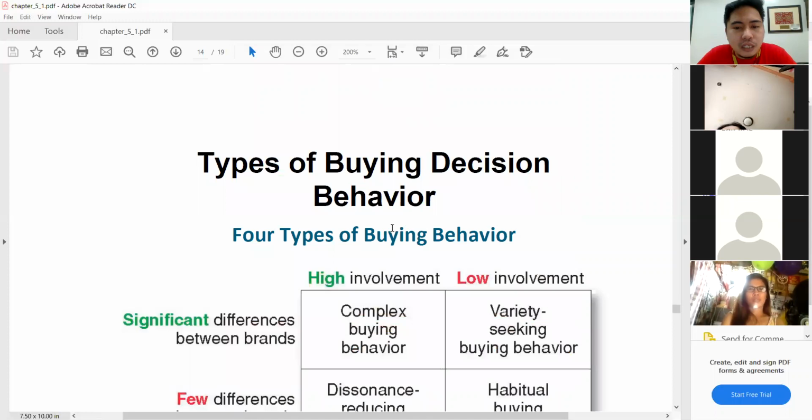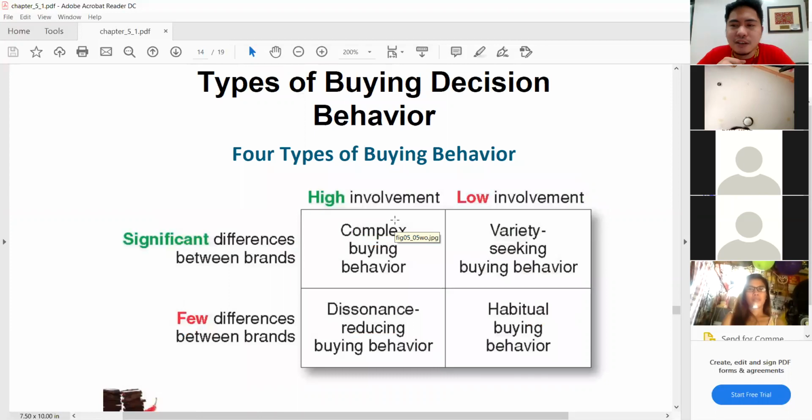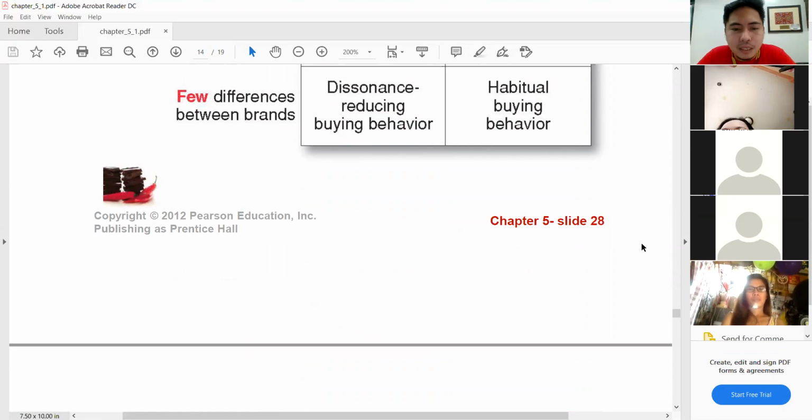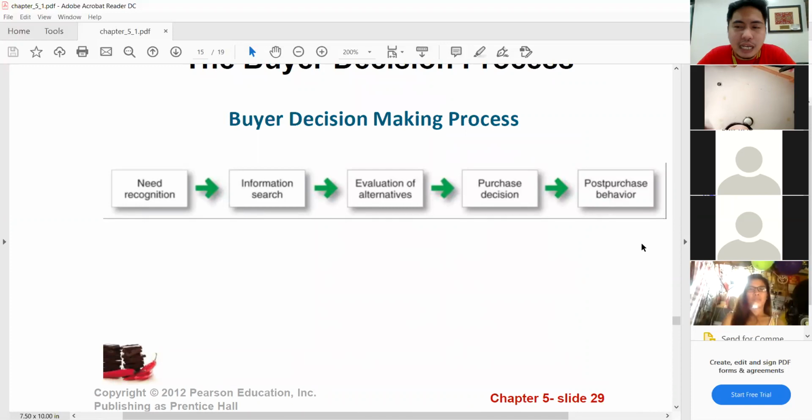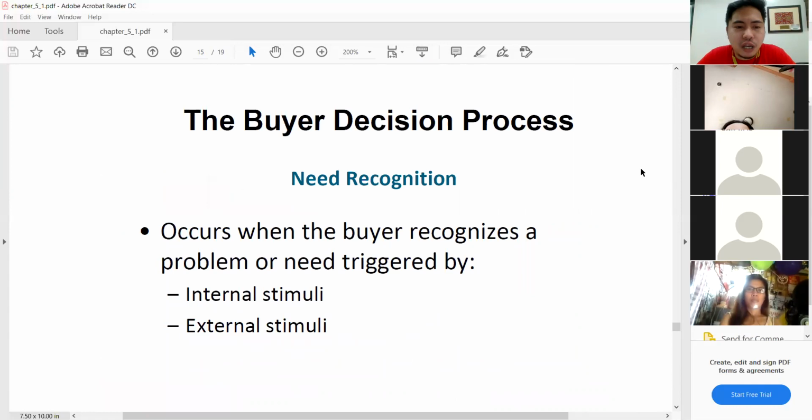Okay, so here are the four types of buying behavior quadrants. So these are explanations of their definitions. So might as well erase them. These are the buyer decision-making process. We recognize the need. We do information search, evaluation of alternatives, purchase decision, and post-purchase. So need recognition. This is the definition. So we have information search.